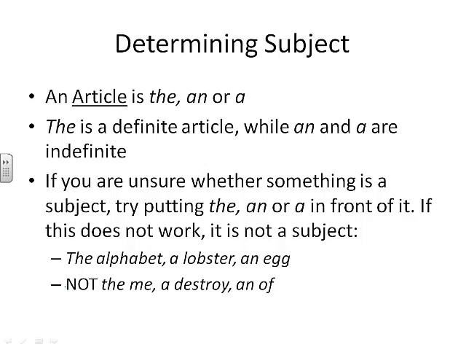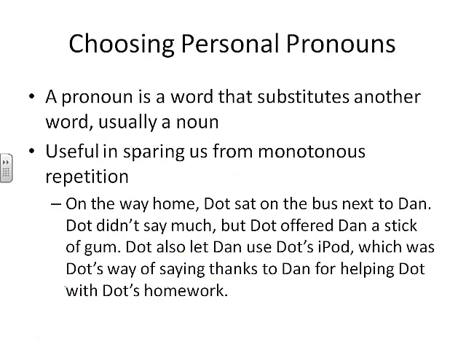An article is the, an, or a. The is a definite article, the alphabet. There's only one, while a and an are indefinite. If you're unsure whether something is a subject, put the, a, or an in front of it. If it doesn't work, it's not a subject.